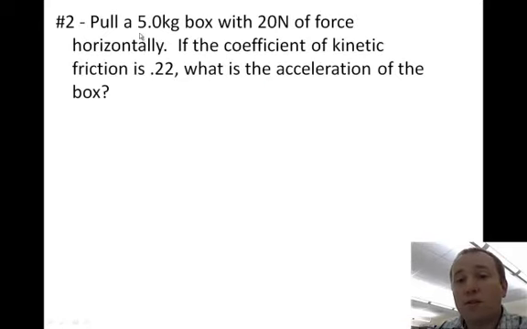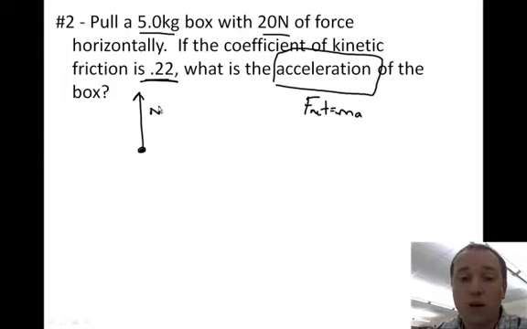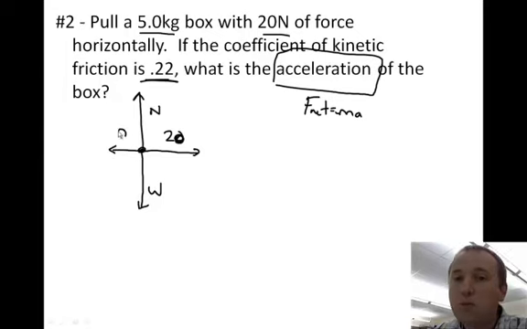Number 2, pull a 5 kilogram box with 20 newtons of force. Coefficient is this. What's the acceleration? Whenever you hear a question about the acceleration or time or velocity, you need to be thinking F net equals ma. And to do anything with F net equals ma, you have to draw your force body diagram. Normal, weight, hopefully you're stopping and doing these. I pull with 20, and I have friction opposing the motion.